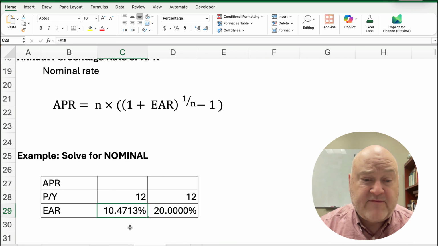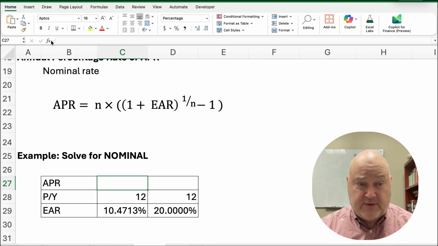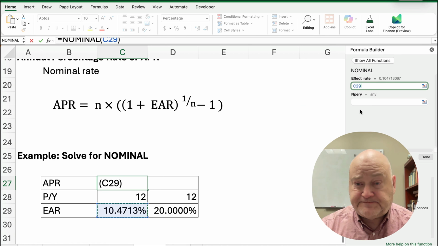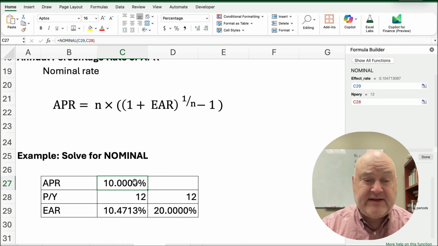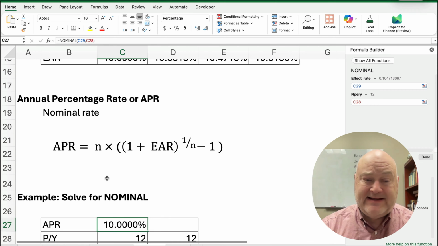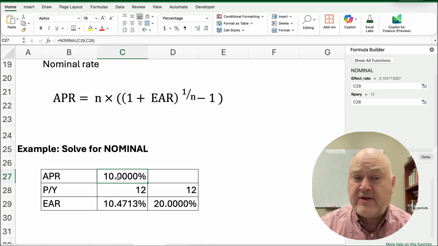Okay, we're solving for APR, we're solving for the nominal rate. Let's say we have 10.47, 12 periods per year. Well, what's the annual percentage rate? What's the nominal rate? Well, it would be NOMINAL, the effective rate, the number of periods is 12, and we get exactly 10%. In fact, I just use this number right here. 10% for 12 periods is effectively 10.47, and then 10.47 effective, 12 periods per year, gives you 10% as the annual, the APR or the nominal rate.